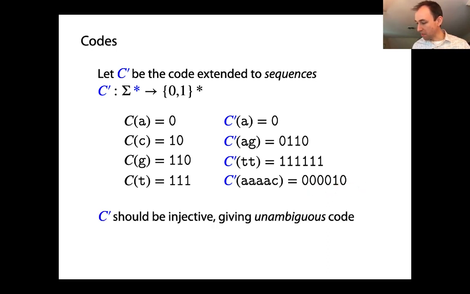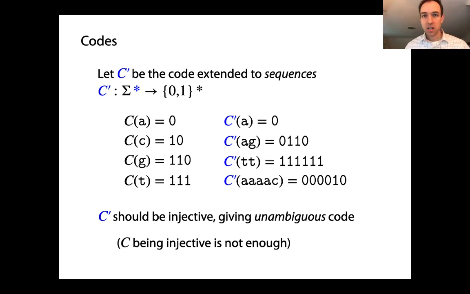So if C prime is injective, in other words, if every input string yields a distinct output binary encoded string, then that's an unambiguous code. So C being injective was not enough. We needed C prime to be injective. Okay.